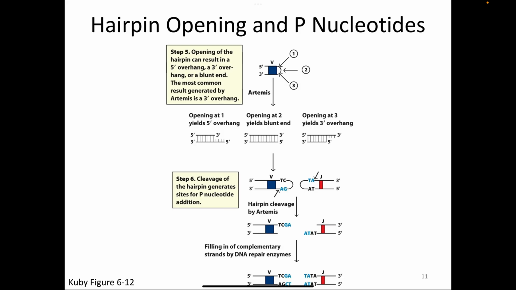Now we got a problem. We can't take these different pieces of DNA that have weird raggedy ends and ligate them together. We can't really ligate together our raggedy ends.